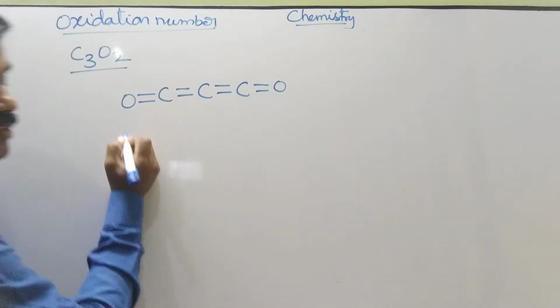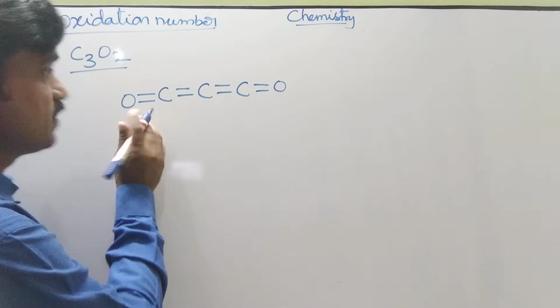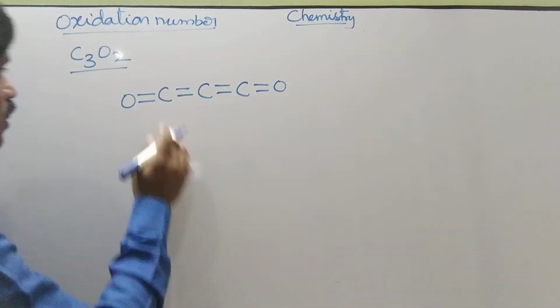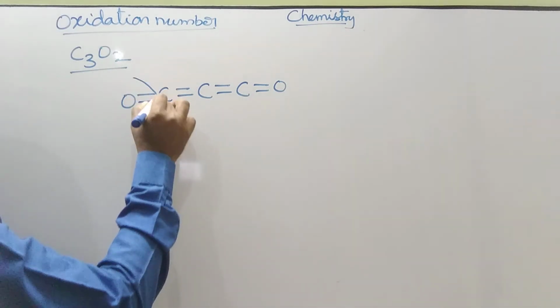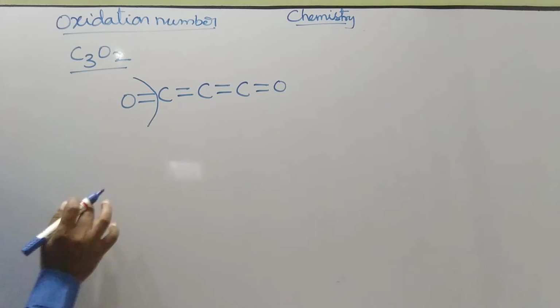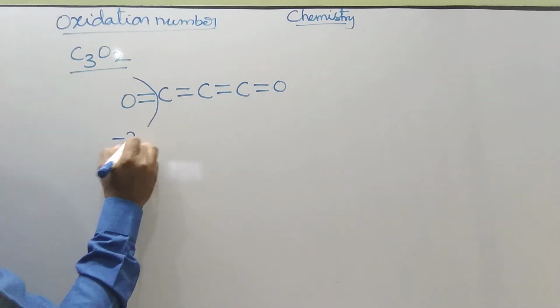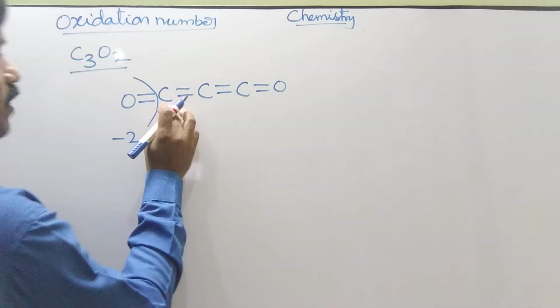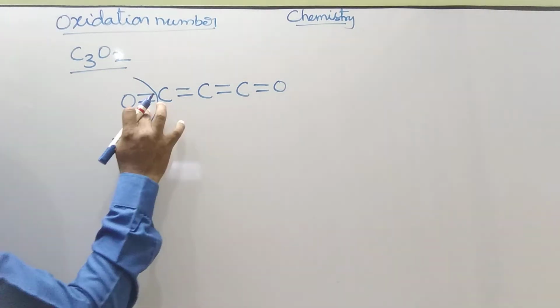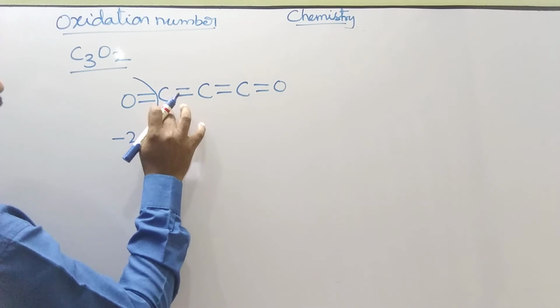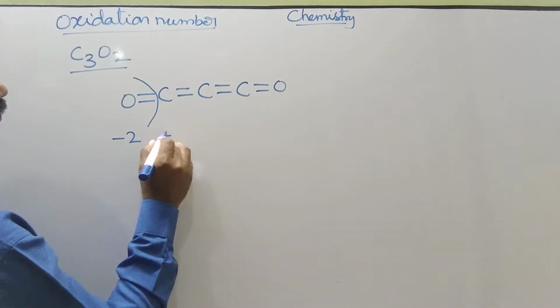Yes, oxygen is more electronegative. That is 3.5, carbon is 2.5. These two bonds are occupied by oxygen. That's why the oxidation state of oxygen here is -2. This carbon is losing 2 bonds, that's why this carbon is exhibiting +2.